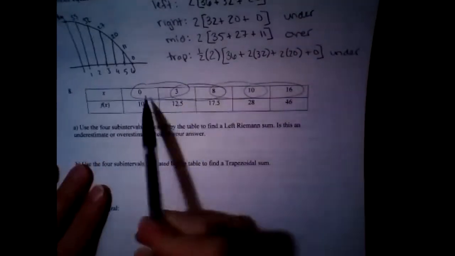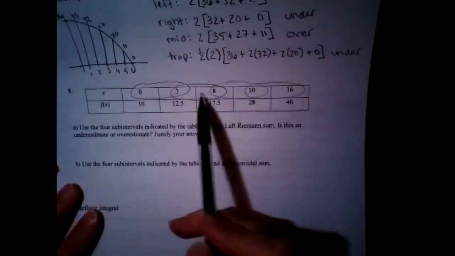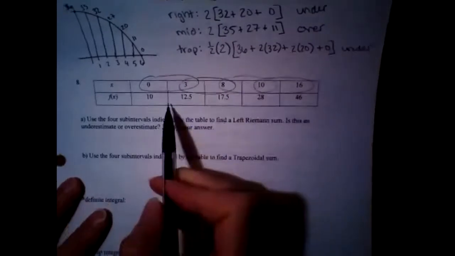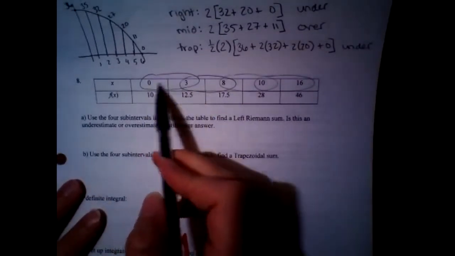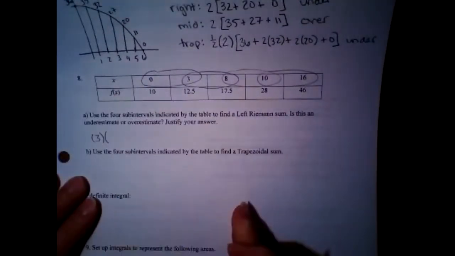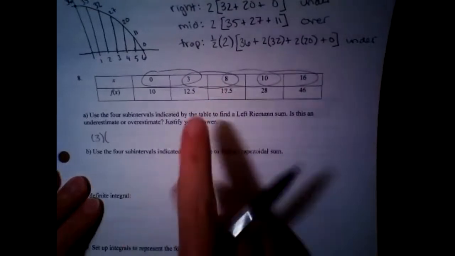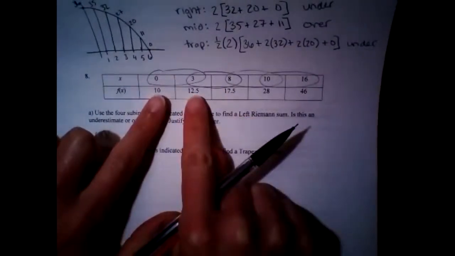Like, this isn't uniform. 0, 3, 8, 10, 16. It's not counting by the same amount each time. All right, so we're going to have to do them individually. So first subinterval from 0 to 3, that's a length of 3. That's the base of the rectangle. And then for the height, it's going to be one of these 2 numbers. They said to do a left sum. So the number on the left is 10.